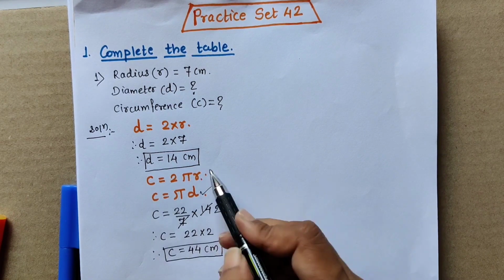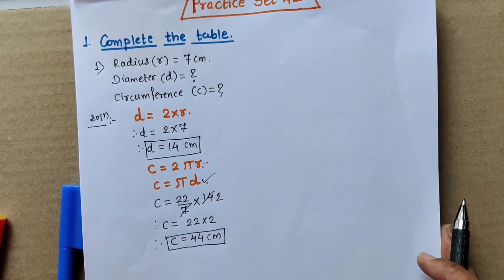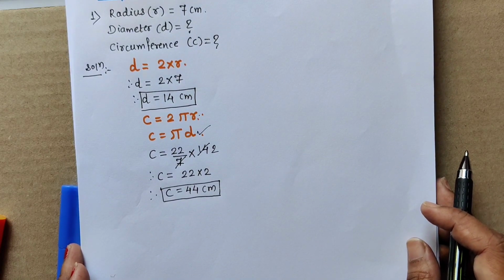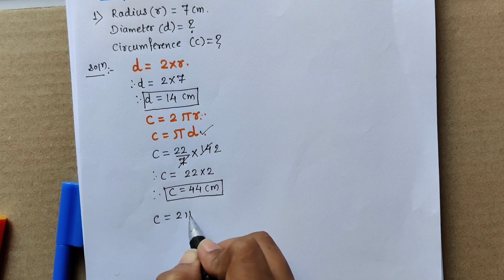If you want, you can use this first formula also, and after using the first formula we will get the same value. Let us solve by using the first formula. I will be showing you. c is equal to 2 pi r. This is the first formula.